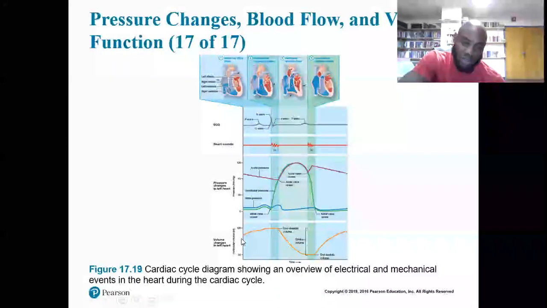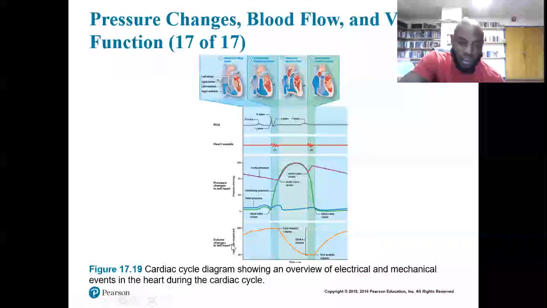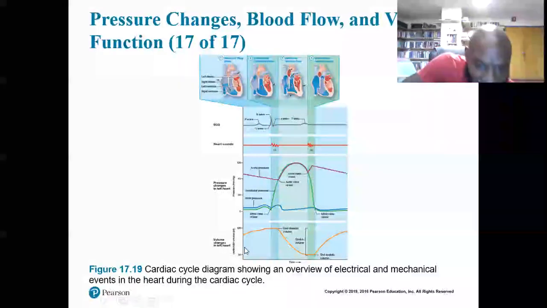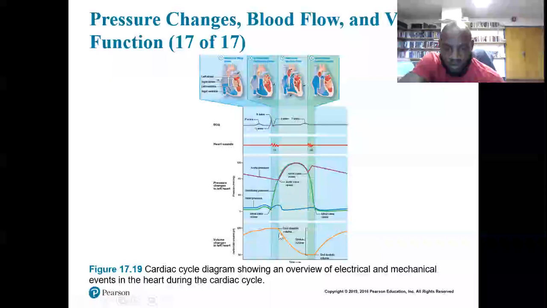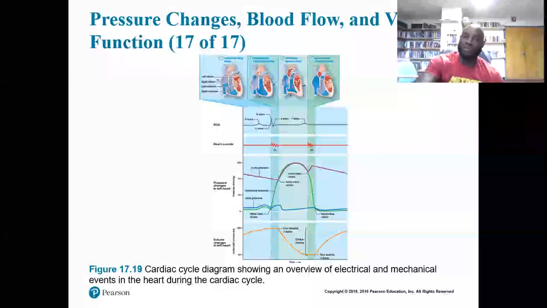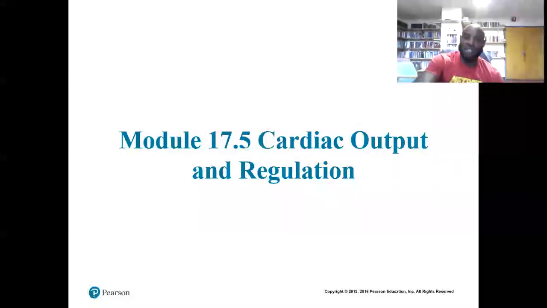And then here at the bottom chart, you have volume changes in the left heart, and this is your end diastolic volume. When the ventricle is full, we're going to talk about stroke volume, and then your end systolic volume. So after you filled up the ventricle, this is the highest volume. Then you eject, and then the remaining blood left in that ventricle is your end systolic volume. Right? Be able to understand that.